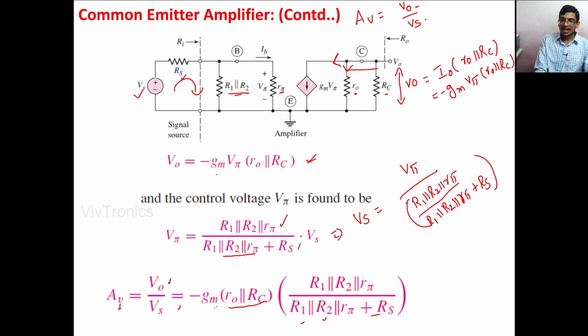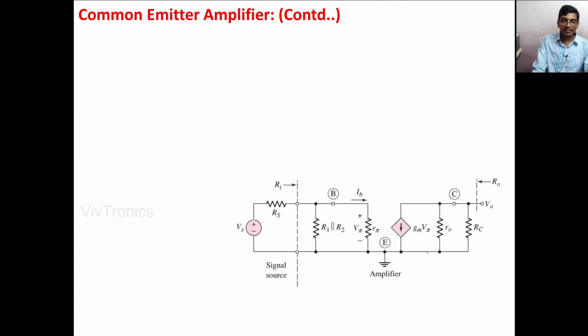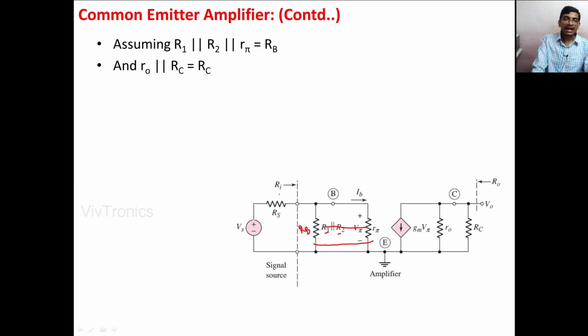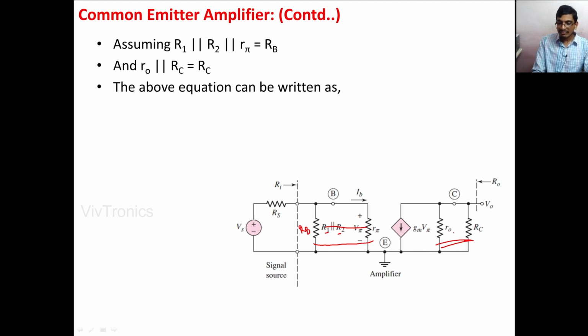The V pi in Vs as well as in V0 will get cancelled, so that we can get the voltage gain like this. Here we are assuming that the total combination R1 parallel R2 parallel r pi can be taken as the resistance Rp, and also R0 parallel RC can be taken as a single resistance RC, because the value of R0 is very large when compared with the RC resistance. Therefore, the parallel combination will be approximately equal to RC.